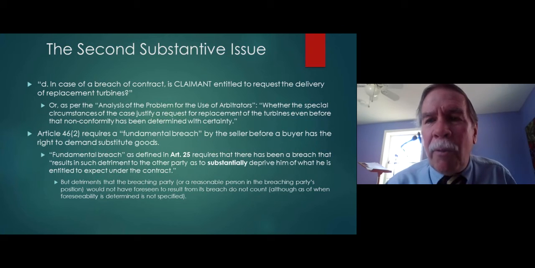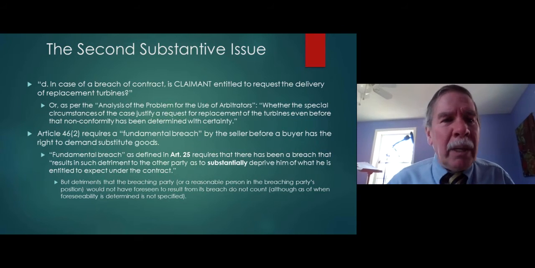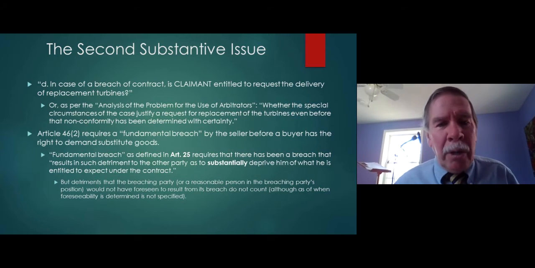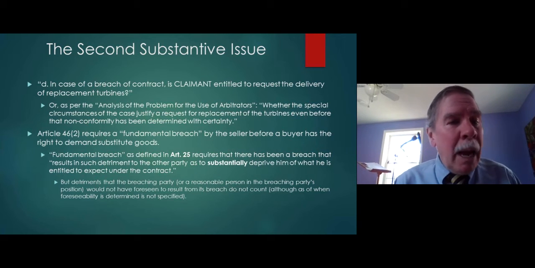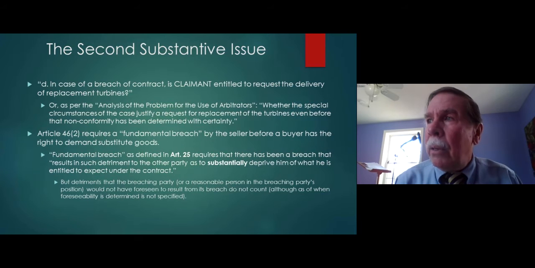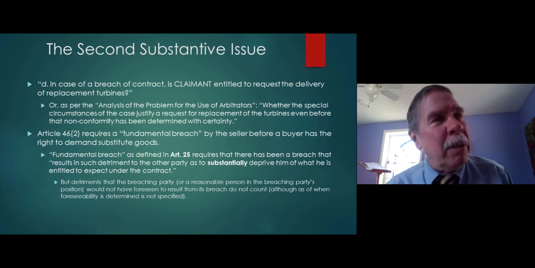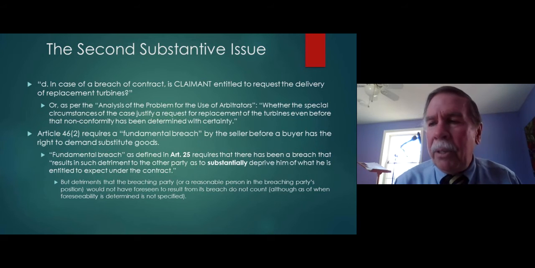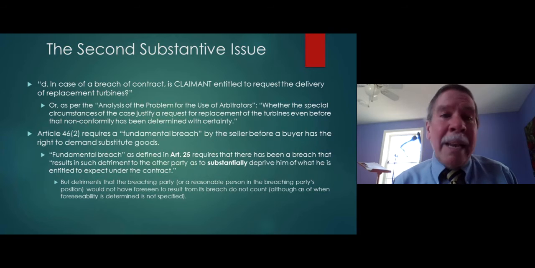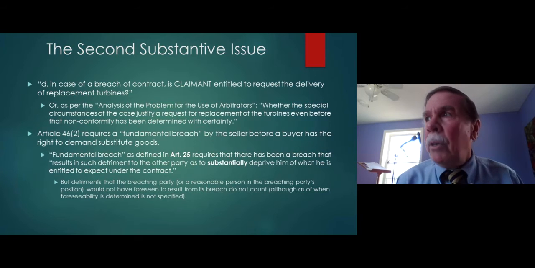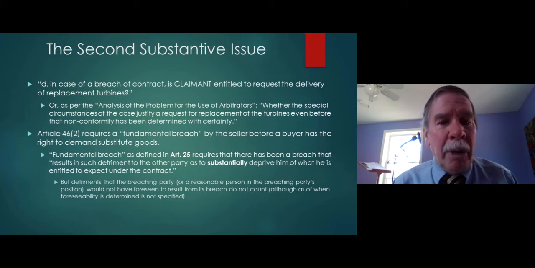Contrast that with Article 74, which also requires foreseeability but specifies when you determine foreseeability. And I will say this, if you look at the case law, the courts and also some arbitration decisions on this have been rather demanding in just how serious the consequences must be for a breach to be fundamental.